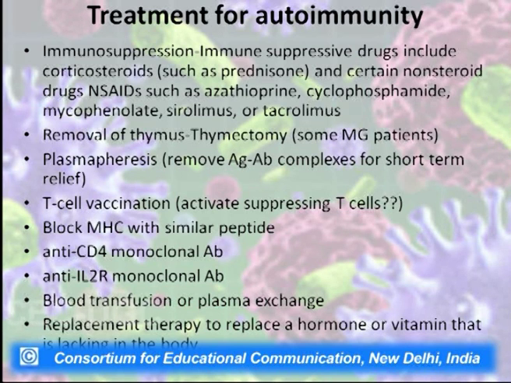Now, in certain rare cases, we might have to go for removal of thymus altogether, which is called thymectomy, specifically in certain cases like, for example, MG patients. Now, there is another situation which is called plasmapheresis. Plasmapheresis actually means removal of the antigen antibody complexes. As I just told you, in most of the systemic cases, the antigen antibody complex or the immune complex starts depositing at various places, for example, in blood vessels or in the renal vessels.